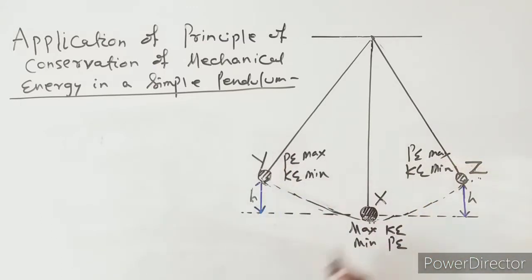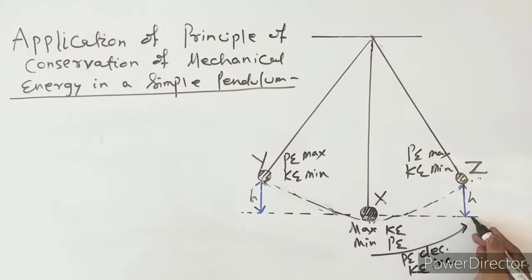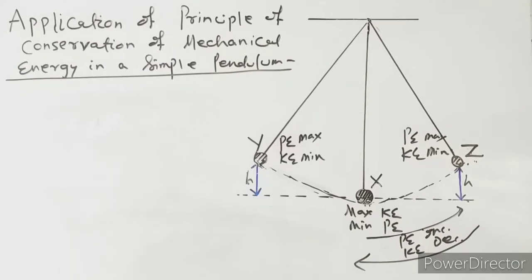Understood? The same thing happens here. In this case, PE decreases and KE increases. At this position, PE increases and KE decreases. When it is coming back, PE decreases and KE increases. This much only, that's fundamental about this.